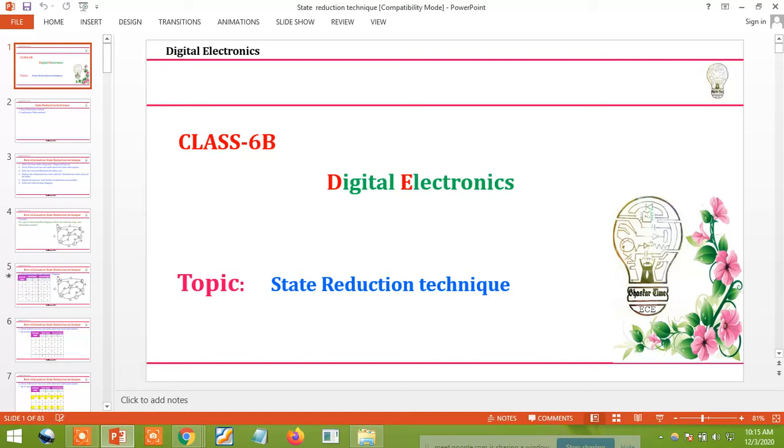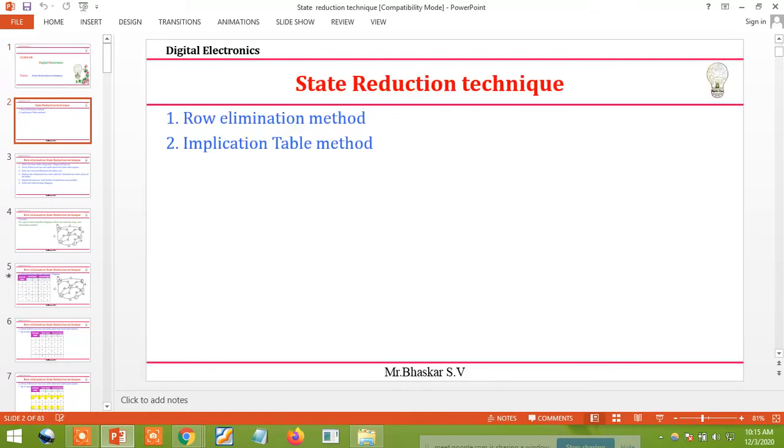Under that we have two methods. One is the row elimination method, and the other is the implication table method. Today we are going to discuss how to solve and simplify using the row elimination method. It's very simple. Please concentrate on this one, then we can easily do it.